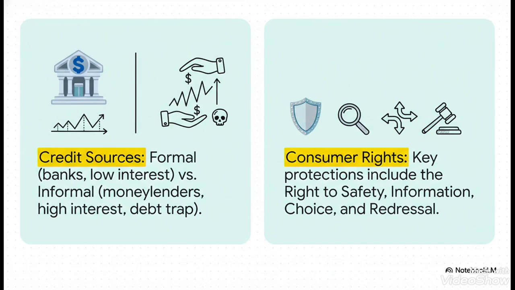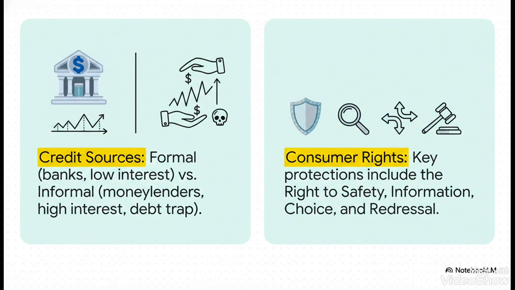If you chose credit sources, the key is to compare the formal and informal sectors. Formal sources like banks are regulated by the RBI and usually have lower interest rates. But informal sources like moneylenders are unregulated, charge super high interest, and can easily trap people in debt.